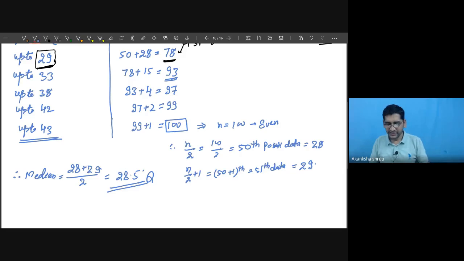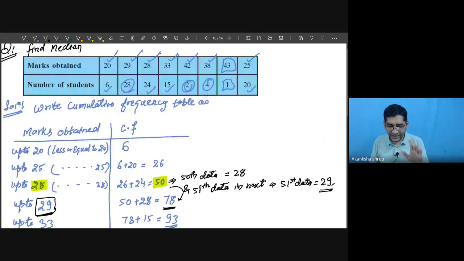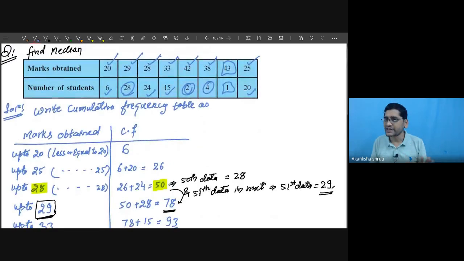So this way, the median can be calculated very fast for the discrete data by applying the concept of cumulative frequency. So this was all about the cumulative frequency. Now, we have to draw the cumulative frequency for the grouped data, and with that table, we have to find the median. Okay, student?